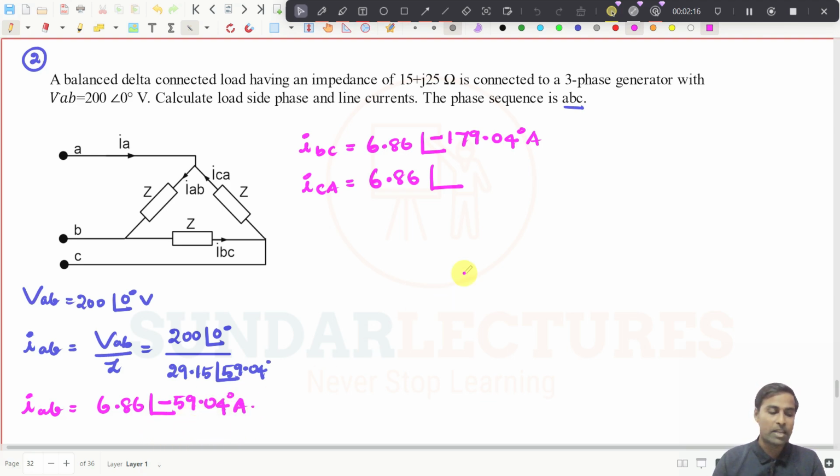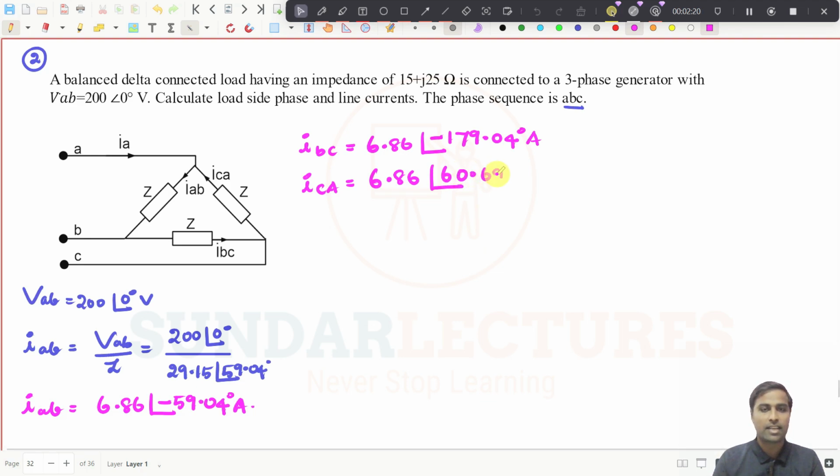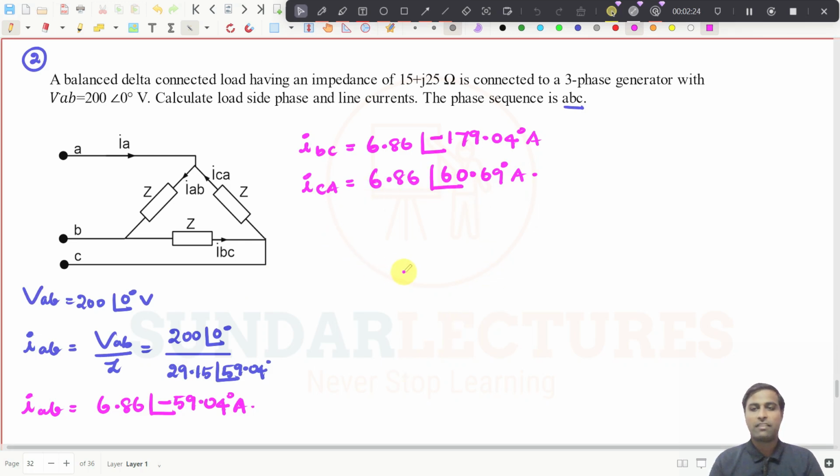So if I put plus 120 degrees, then I will get 60.96 degrees amperes. See, this is the value you will get. Maybe some calculation errors may be there, because if you put exactly plus 120 here, it is 96, right? I have made a mistake. This is 96 degrees, right? So maybe these are the values we have found.